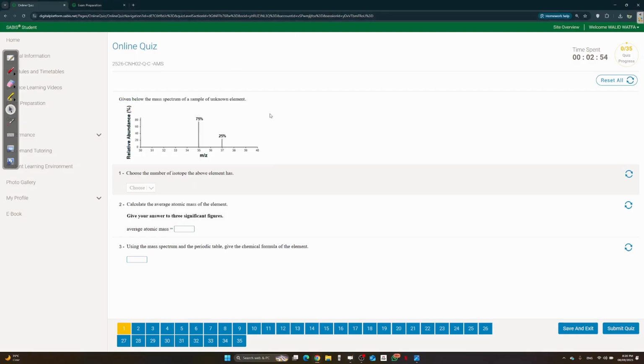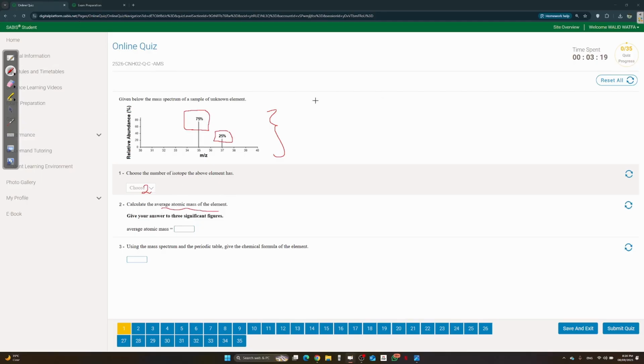Given below is a mass spectrum of an unknown element. A mass spectrum basically shows what we like to call the percentage of isotopes. So here we have two results, a 25% and a 75% abundance. So how many isotopes do I have? I have one here and one here, so the answer here will be 2. Next, calculate the average atomic mass of the element.